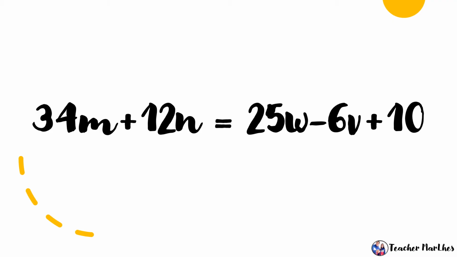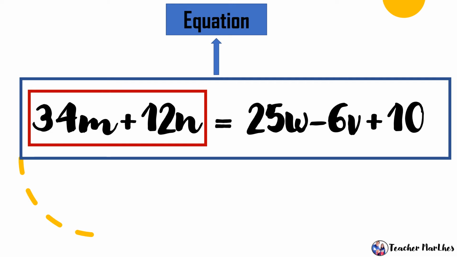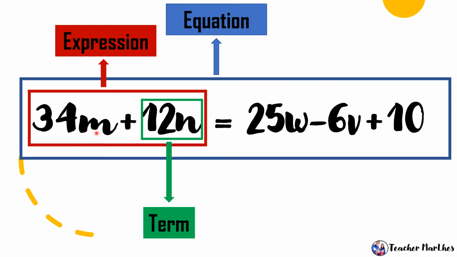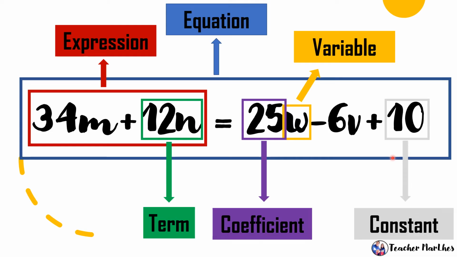To better understand the different terms, let's have 34m plus 12n equals 25w minus 6v plus 10. So this is an example of equation, while 34m plus 12n is an example of expression. So 25w minus 6v plus 10 is another example of expression. 12n is a term. So 34m is another term, 25w is another term, 6v and 10. Next, let's have 25. So 25 is what we call a coefficient. Next is w. So w is what we call a variable. Then, number 10, this is a constant.